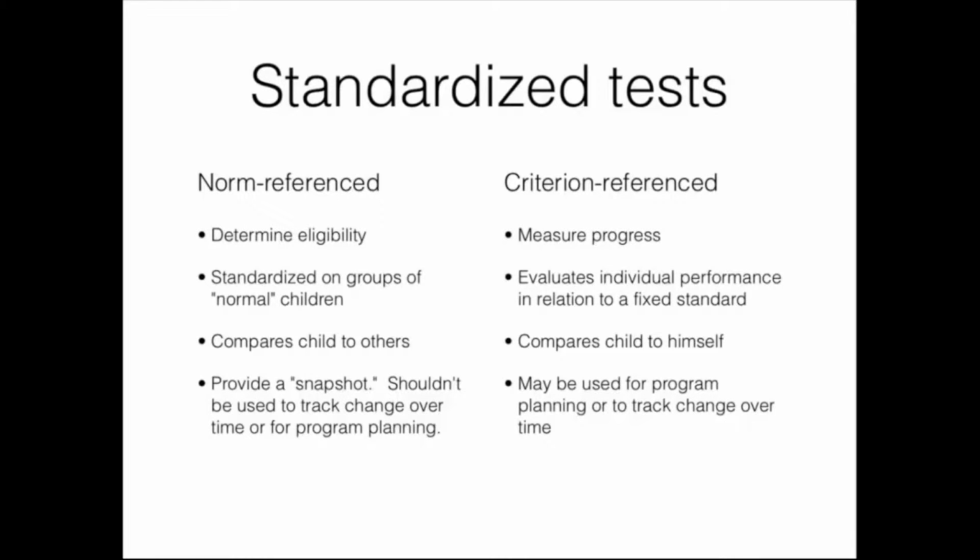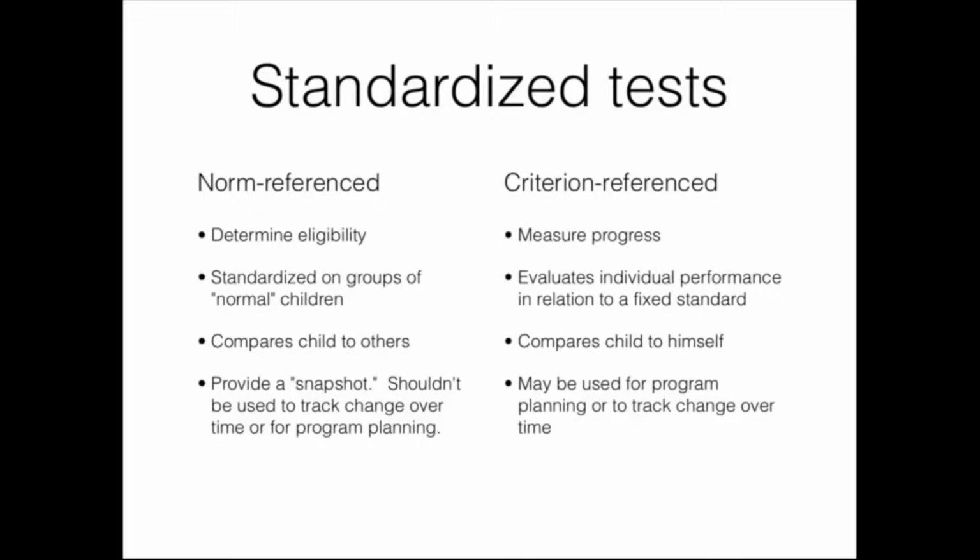So what's the difference between norm-referenced and criterion-referenced tests? Well, this is really important because these tests have very different purposes, and sometimes physical therapists and other therapists actually use these types of tools incorrectly. Norm-referenced tests are often used to determine eligibility. These are probably what you think of when you think of standardized tests. They're standardized on groups of, quote, normal children, and so they compare the child you're testing to the standardization sample of typically developing children.